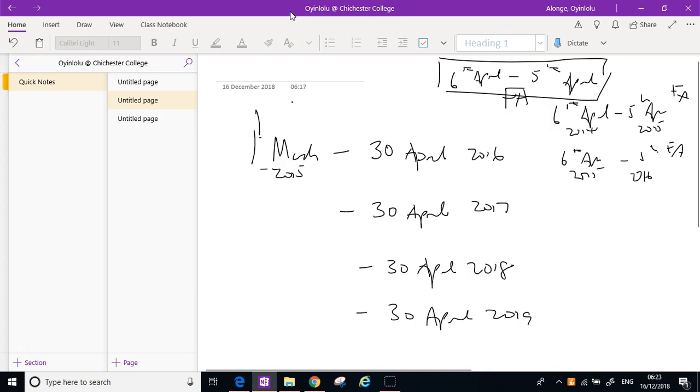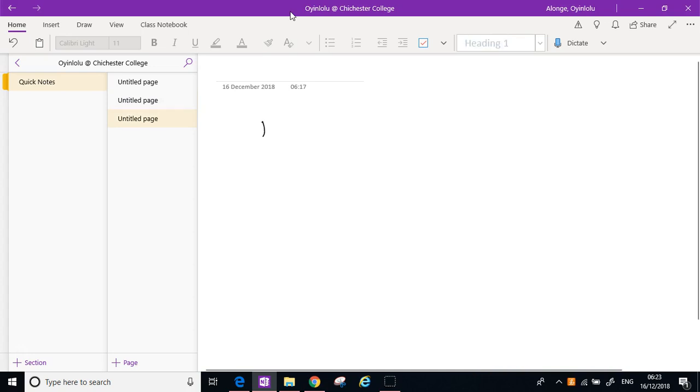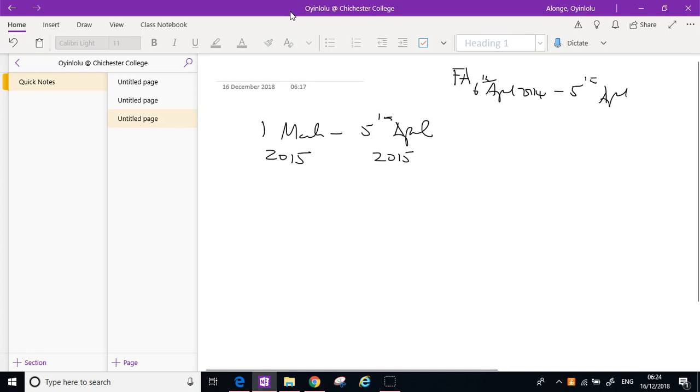So the first law is that Lola has to, first of all, prepare her accounts. Let's go to a new page. From the 1st of March to the 5th of April. That's the first rule. So she starts her business on the 1st of March 2015. She must finish for the 5th of April, because the Finance Act that will apply to Lola is the Finance Act from the 6th of April 2014 to the 5th of April 2015.